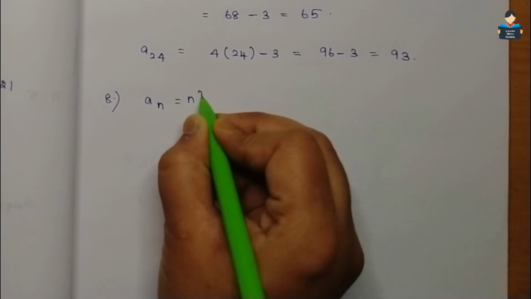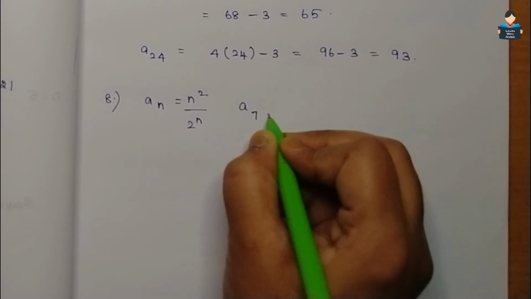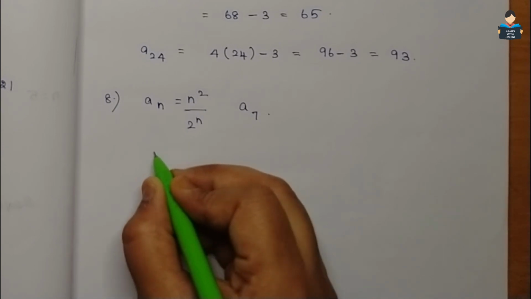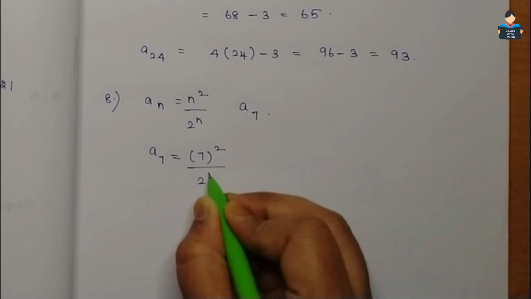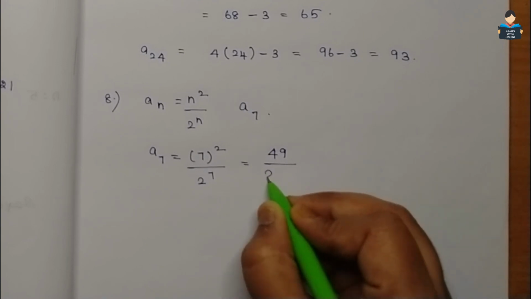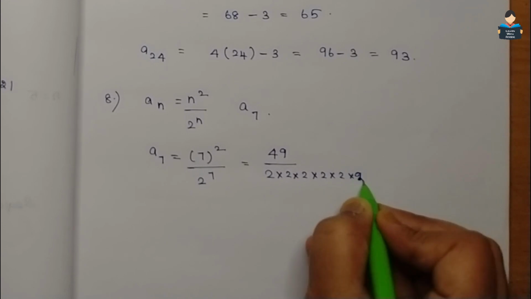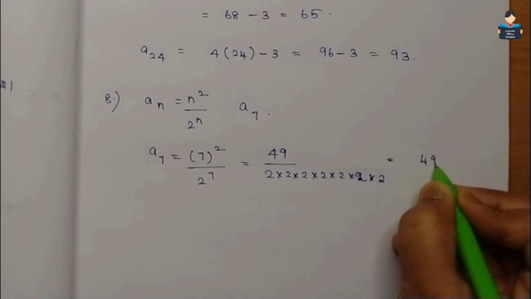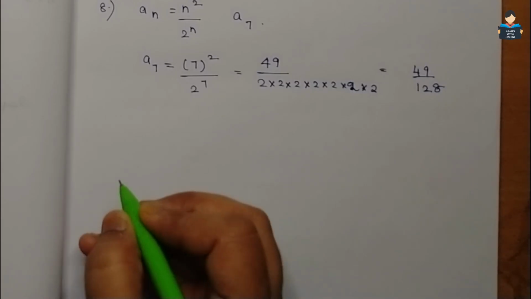a_n is equal to n square by 2 to the power n is given. We have to find a7. So in the place of n we are going to substitute 7. So a7 is equal to 7 the whole square by 2 to the power 7. So 49 by 2 to the power 7, we have to write 2 multiplied 7 times. So we get 49 by 128. But next is the 9th question.